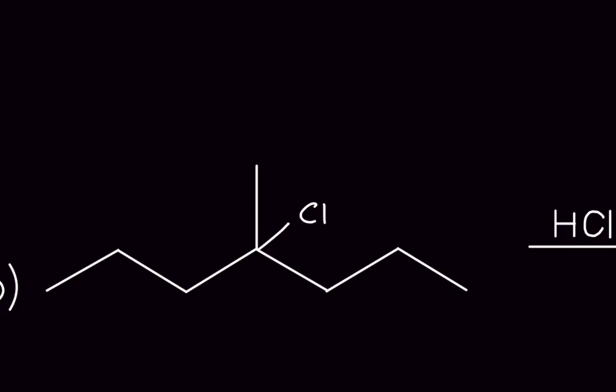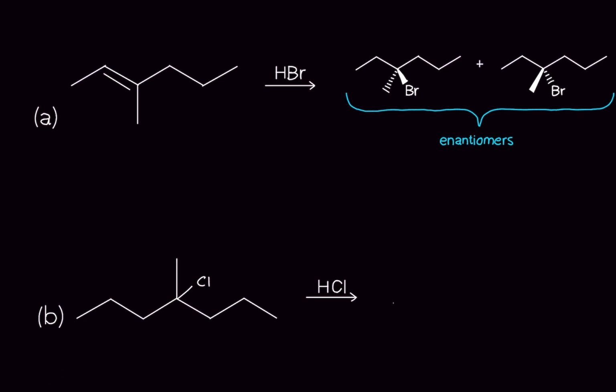The question is, is this chiral? The answer is no. Not all four groups are different. This group right here is the exact same as this. So it is not chiral. We will not have enantiomers. You will leave it as it is, like this. That would be the answer.